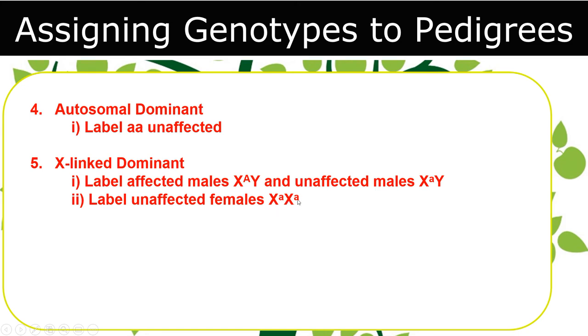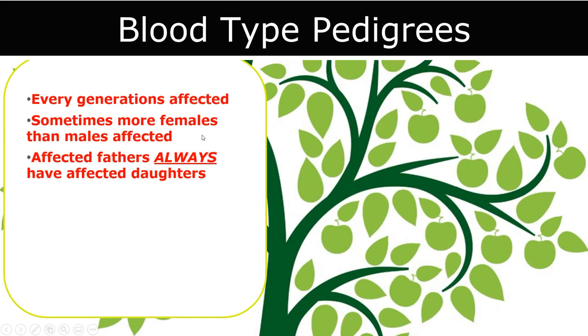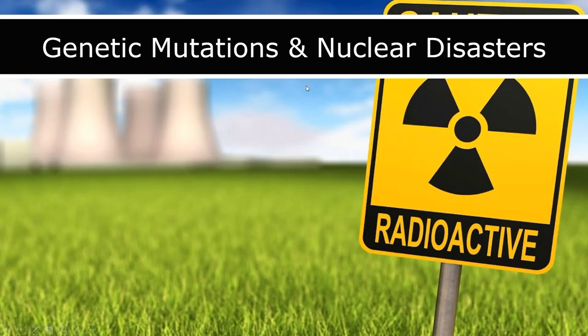The only way they would have the lowercase alleles is if they did not have the uppercase one at all. So that's how you assign those genotypes. You will see the blood type pedigrees, but those are pretty straightforward. I think we're good on that count.